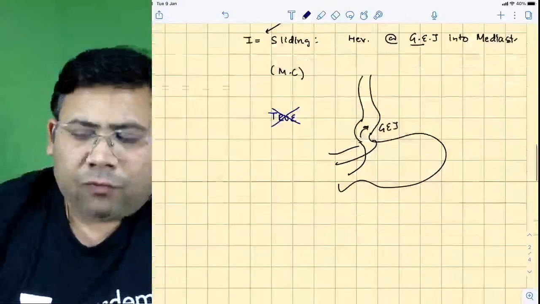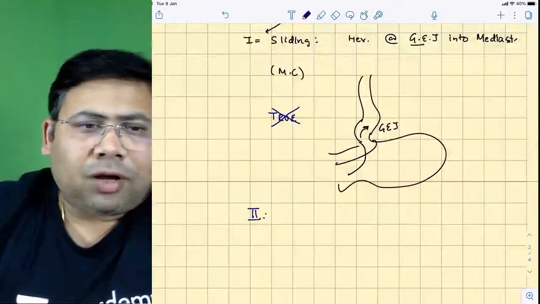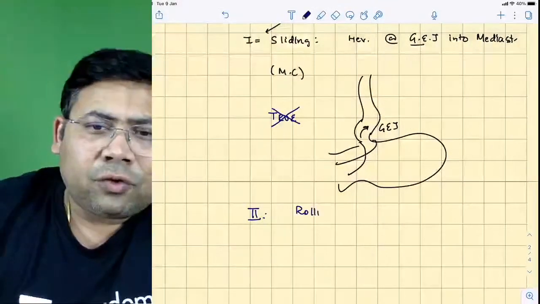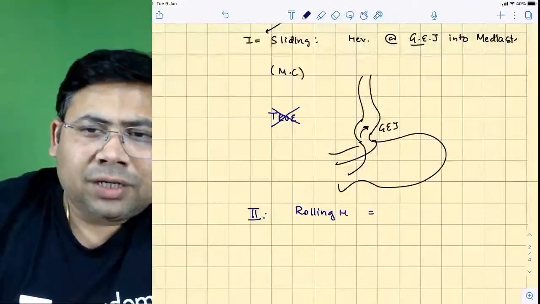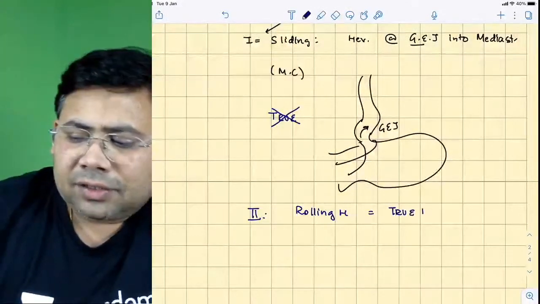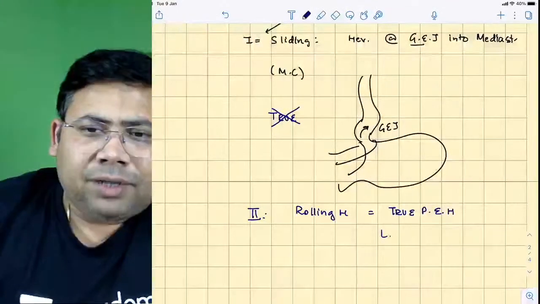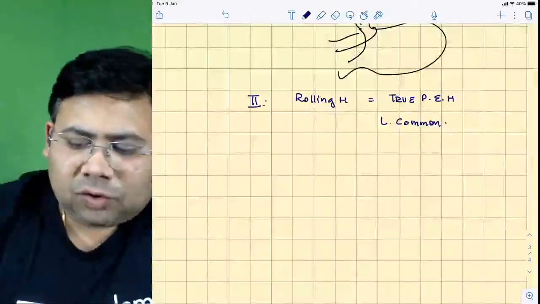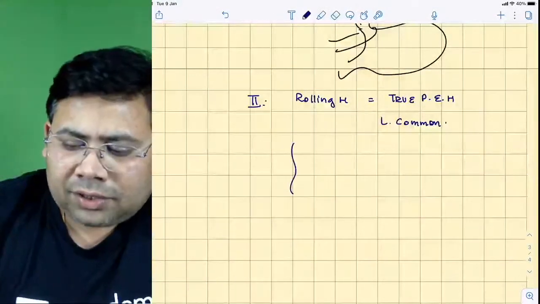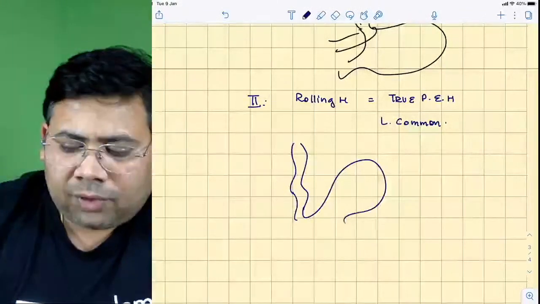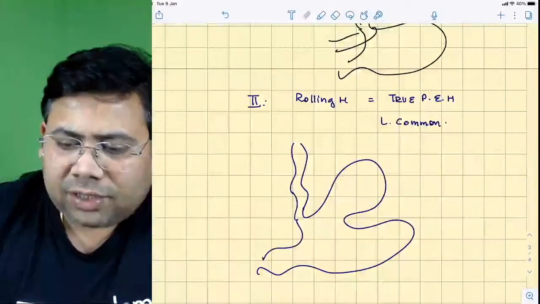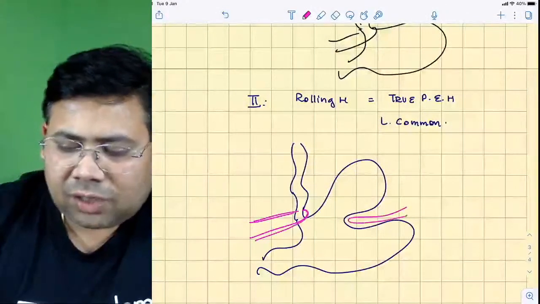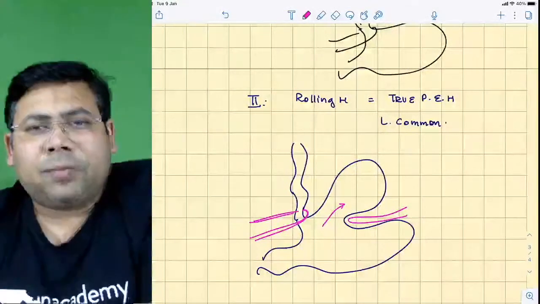Yes. Let us move forward. Type 2. What is type 2, students? This is known as a rolling hernia. And this is actually a true paraesophageal hernia, but it is the least common. The GE junction is absolutely normal, but what has gone up, students? Try to understand. The fundus of the stomach has gone up. So this is the fundus which has gone up, and this one is known as type 2 hernia.